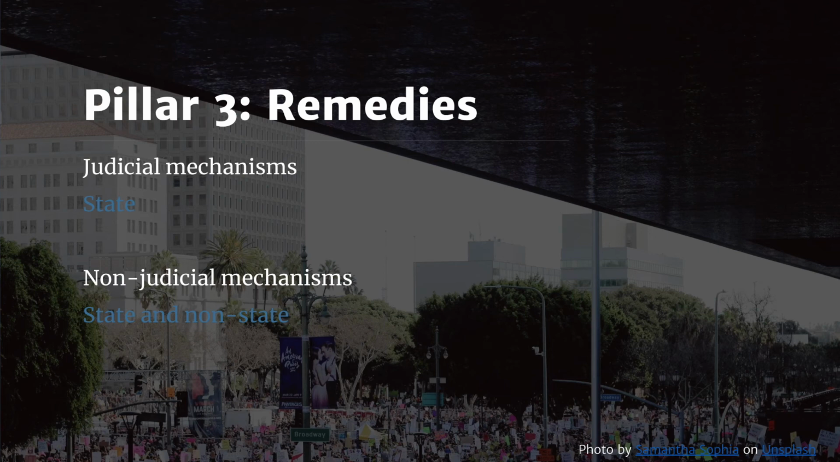On judicial remedies, Guiding Principle number 25 says that a state needs to take appropriate steps to ensure that its legal system, including its national courts, is effective in addressing business-related human rights abuses.